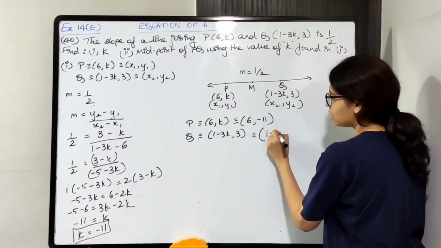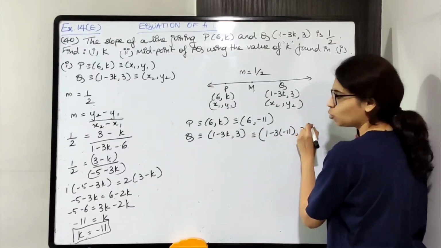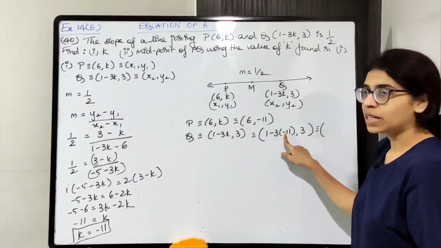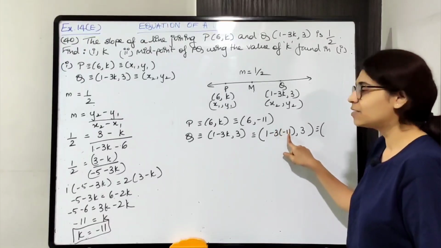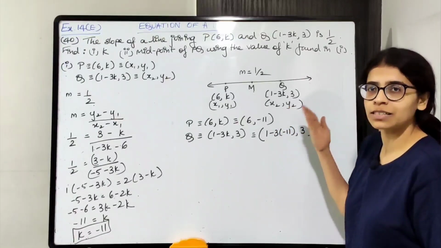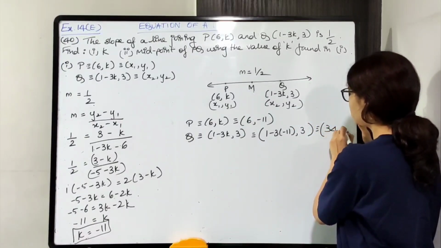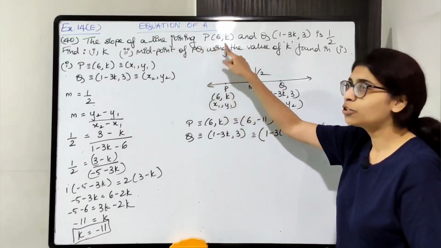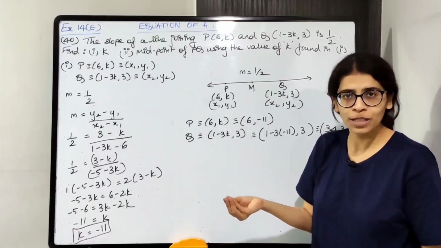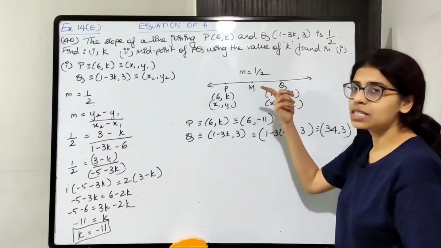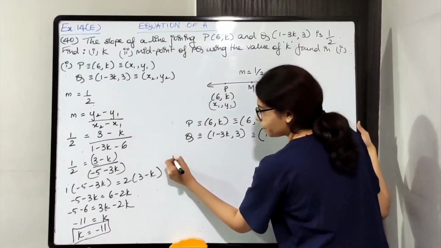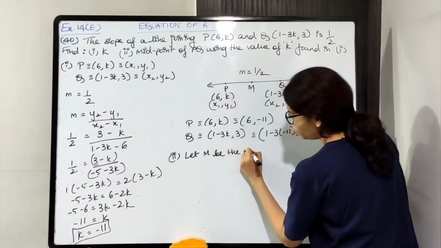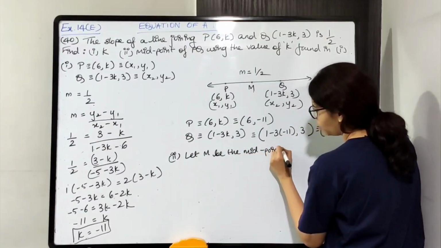So 1 minus 3 into minus 11 comma 3 हो जाएगा, है ना? So that will give you minus into minus plus 1 plus 3 11s are 33. So 1 plus 33 is 34. So 34 comma 3 हो जाएगा Q का coordinates. We need the coordinates because we need to find out the midpoint of PQ. That is coordinates of midpoint of PQ find out करना है. Let's say M is the midpoint of PQ. So write down, let M be the midpoint of PQ.